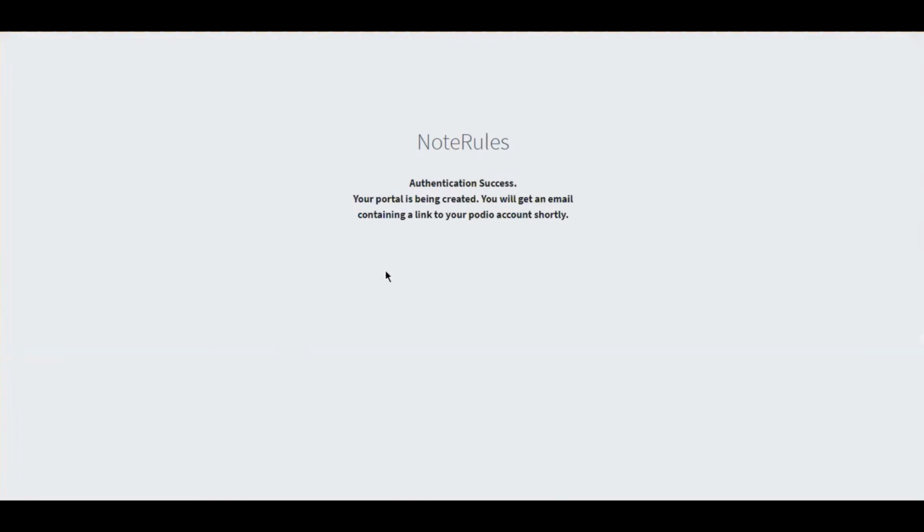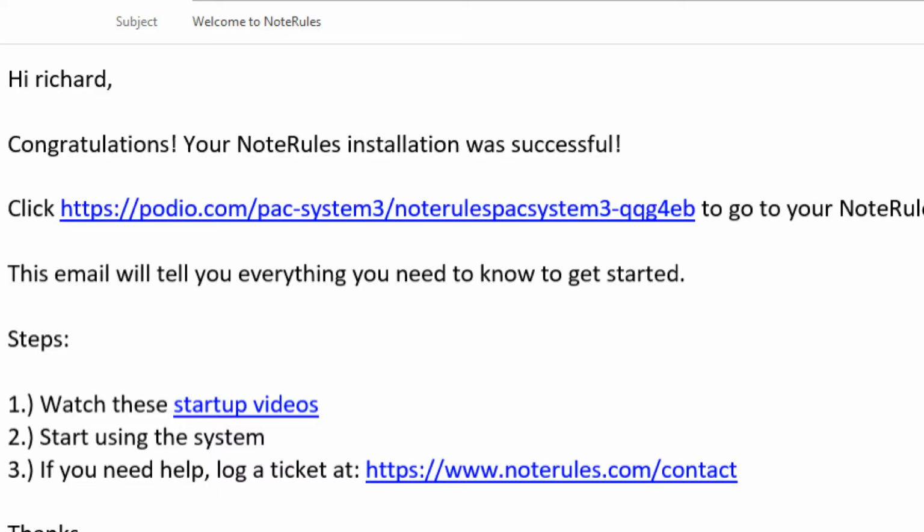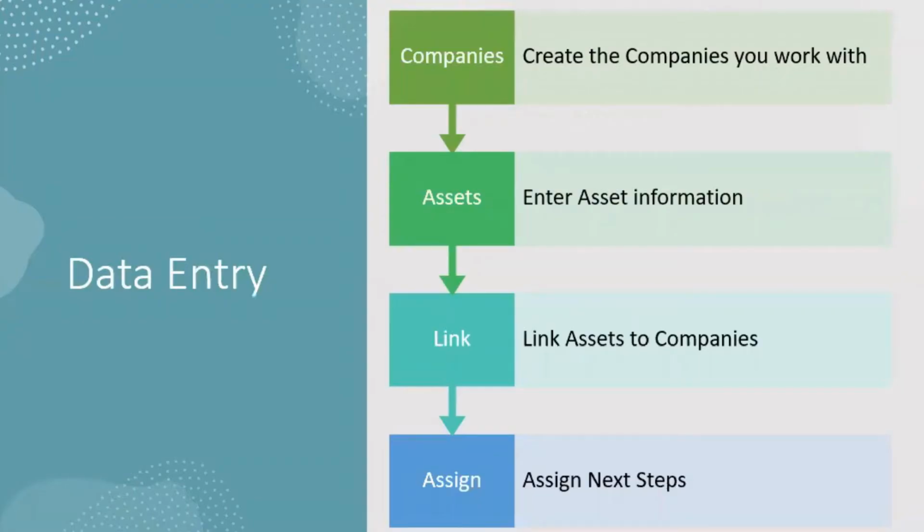Once you get the message to go check your email, then go get your email, bring up that box, and let's take a look at it. It says, congratulations, your NoteRules installation was successful. And then there's a link to click on to go to your NoteRules portal. Once your installation is done, we're going to get into data entry.